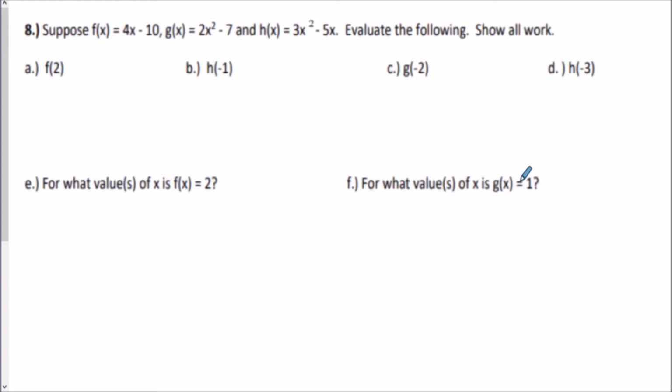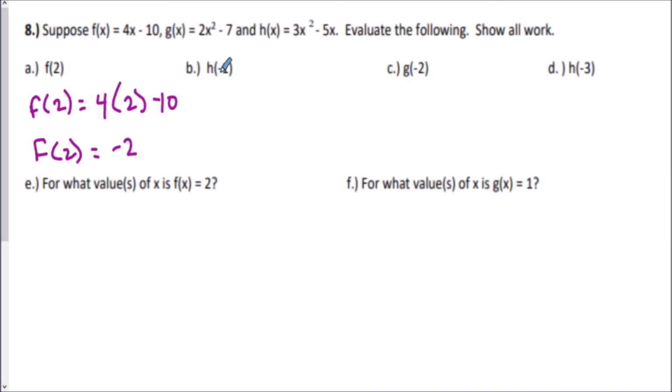All right, problem number 8. You're given 3 functions up here, f(x), g(x), and h(x), and they're asking you to use function notation to answer some questions. This is very similar to what we did with the graphs, except now we're given the equation of the graph instead of the graph itself. If I say what is f(2), that means input 2: 4 times 2 minus 10. So f(2) is 8 minus 10, and that's -2. That's the answer to letter A.